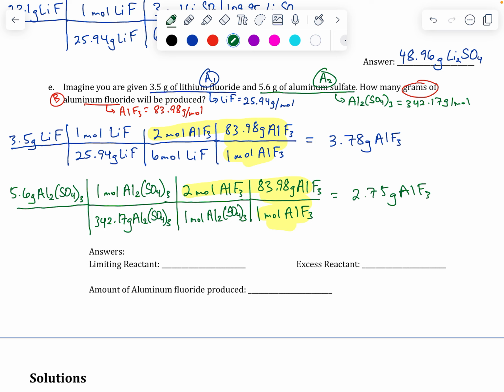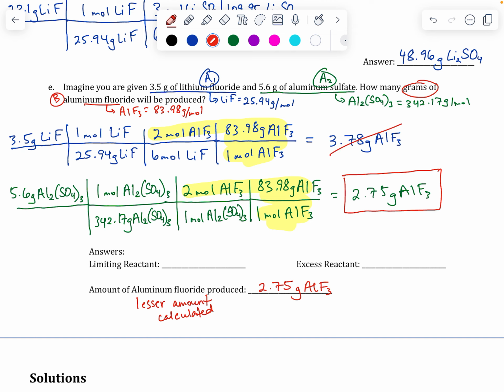So we look at both of these and we see that this right here is our, and actually now I'll use the red. So this is going to be the amount of product that we actually produce. So for the amount of aluminum fluoride produced, it's the lesser amount that you calculated, right? And that would be 2.75 grams of aluminum fluoride there.